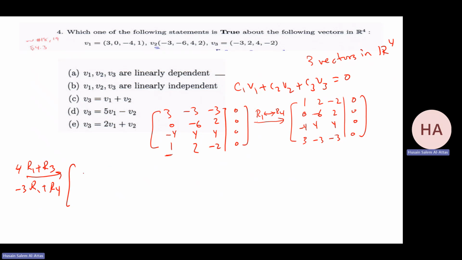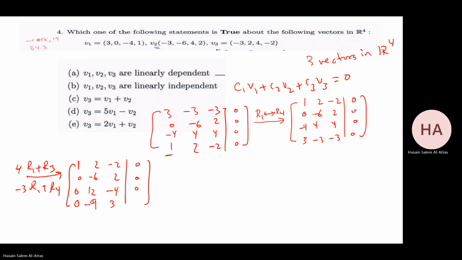to get what? 1, 2, -2, 0. This is 0, -6, 2. I try to avoid the fraction. Multiply by 4, that will be 0. 8 plus 4, that will be 12. -8 plus 4, that will be -4 times 0. Okay, this is 0. -3, that will make it 0. -3, that will be -9. -3, and add it, that will be 3. Okay.